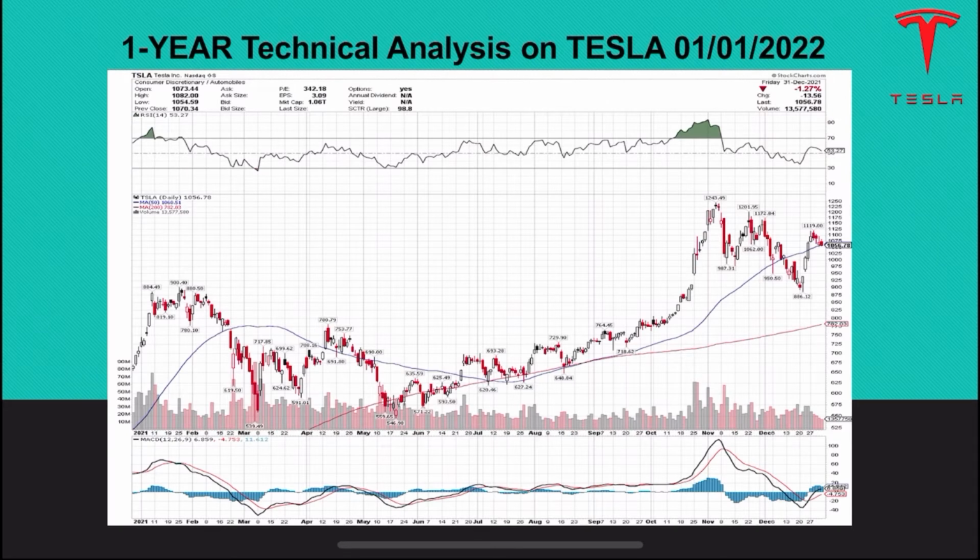So here is the 1-year chart for Tesla on the 1st of January 2022. As you can see, you've got the candlestick representing the price. You've got 2 lines on the main chart, which is the MA50, represented by the blue line, and the MA200, represented by the red line. You've got the 2 indicators that I used. On the top, you've got RSI, and on the bottom, you've got MACD. So let's get into it.